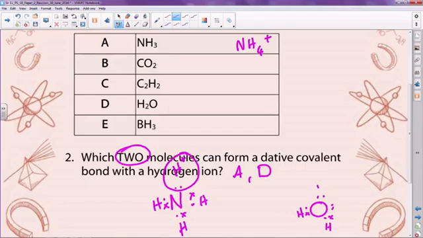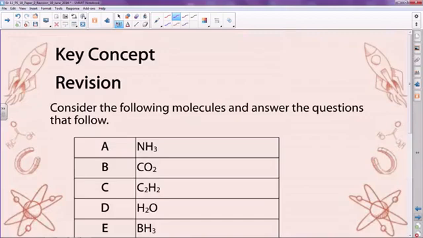What the H+ does is it comes along and it shares. Okay, so remember, it doesn't bring anything to the bond. It just tries to share the bond or share the pair of electrons that belong to the oxygen. And we form something called H3O+, which is known as the hydronium ion.